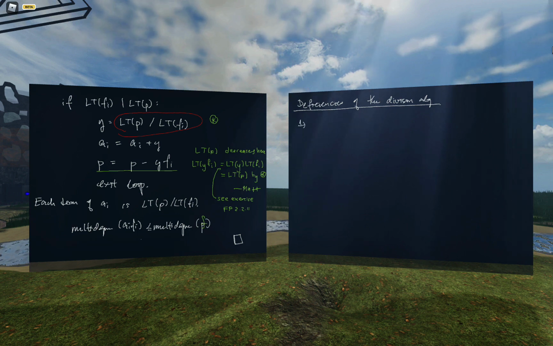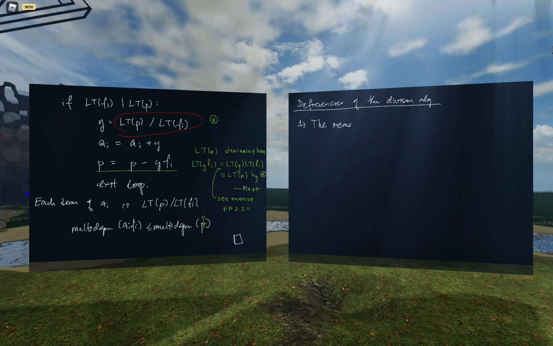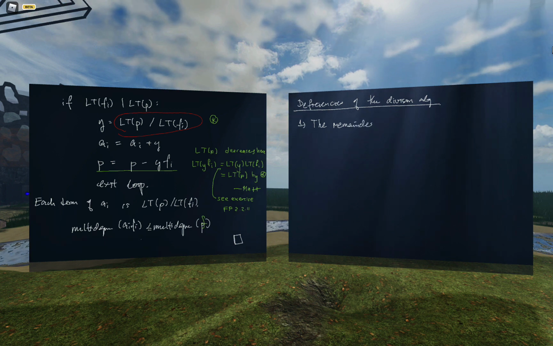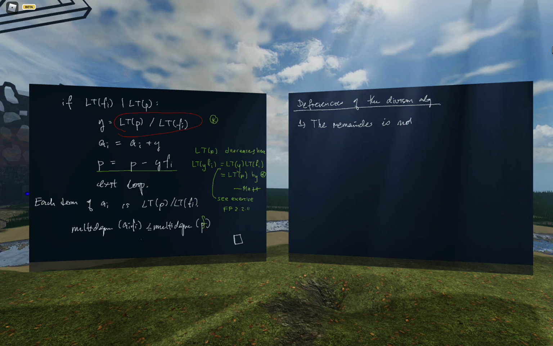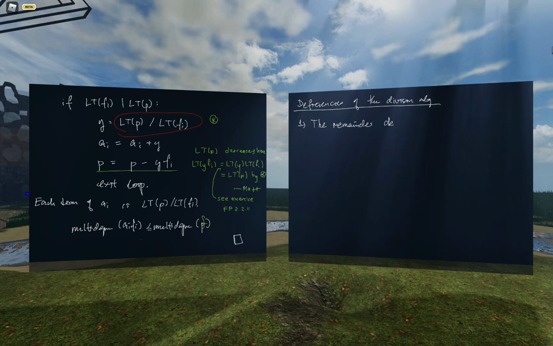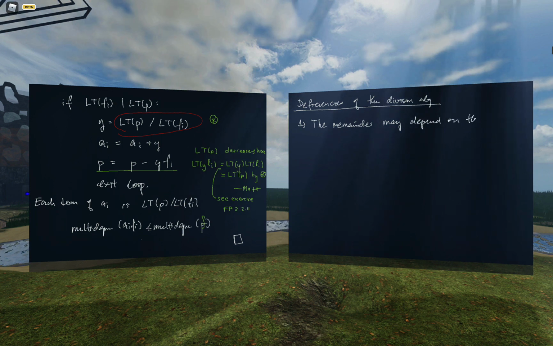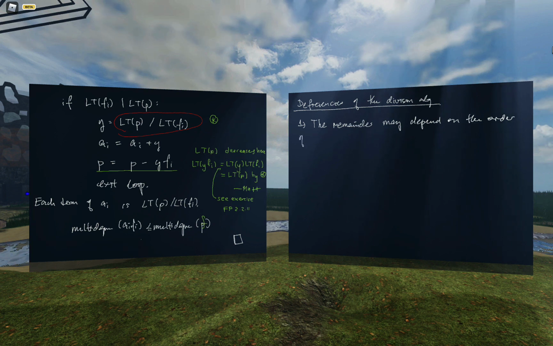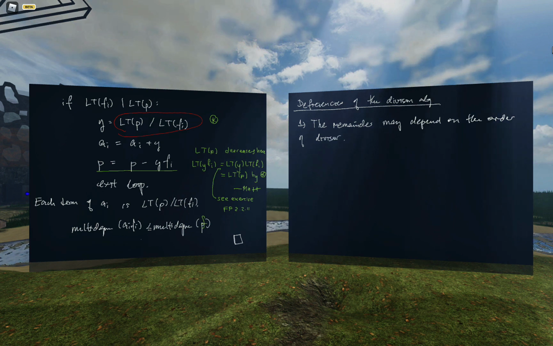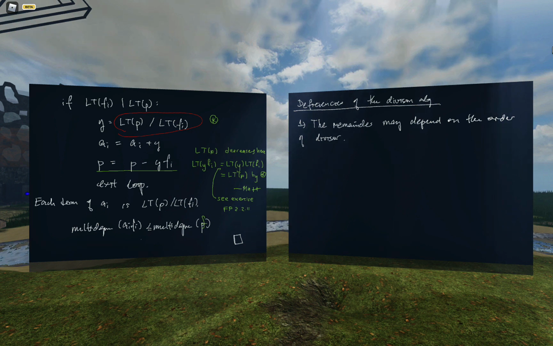So one, the remainder is not invariant with respect to permutation of divisors. I already kind of mentioned this, but this is an example. The remainder may depend on the order of the divisors F1, F2, F3, and so on. So we're going to choose the same example as we did before, but with F1 and F2 swapped, and then we'll see that we get a slightly different R coming out from this.